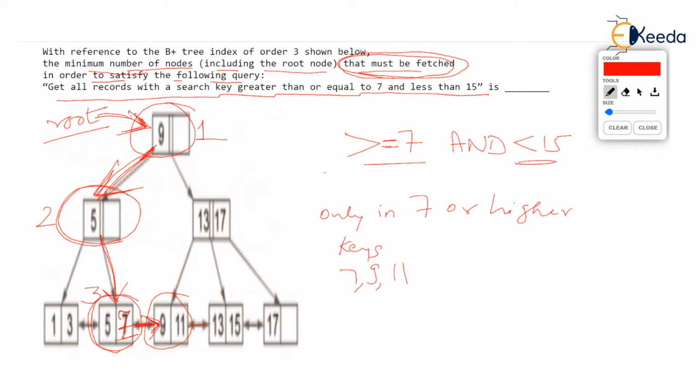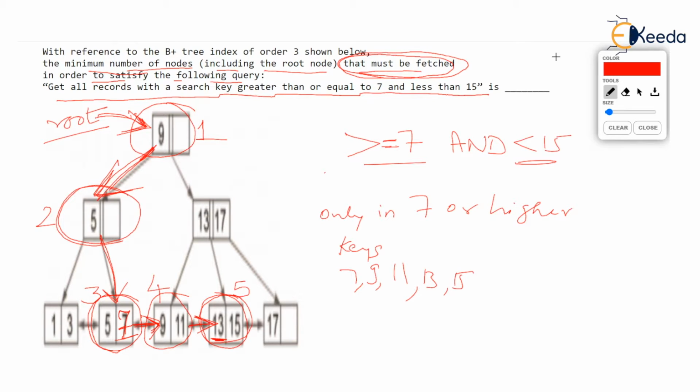Check, the next pointer will take us to 13, 15. So we'll get the next two keys also, 13, 15. But then we have fetched the fourth node, that is 9, 11, and we have fetched the fifth node, that is 13, 15. And once we reach 13 itself, we don't need 15, isn't it? We want less than 15. Check the question. But then once we reach 13, we will stop. But then we have fetched the fifth node, isn't it? So the total number of nodes that are fetched are 5.